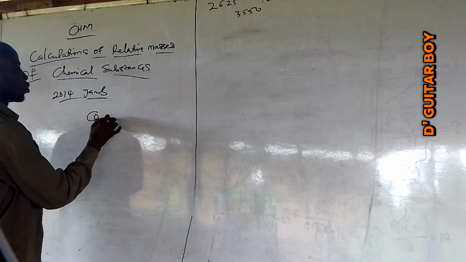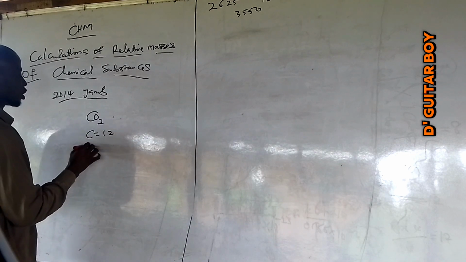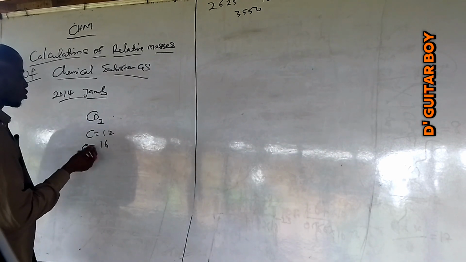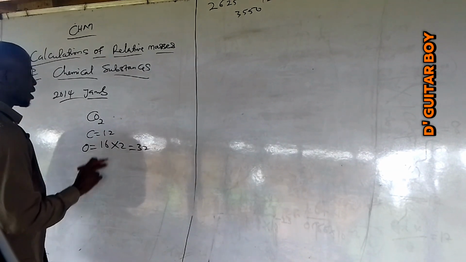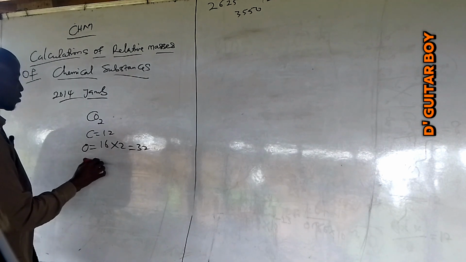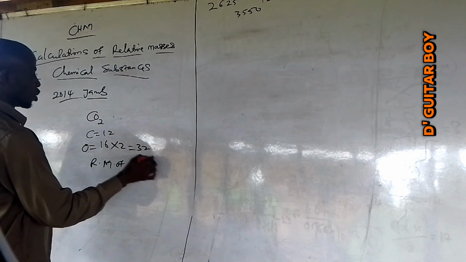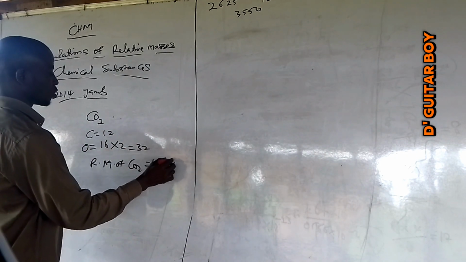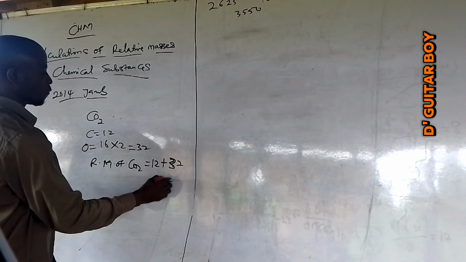The CO2, the relative mass of carbon is 12. Carbon is equal to 12, oxygen is equal to 16. So if oxygen is 16 and you have 2 oxygen here, since it is 2 oxygen, you say times 2, which is equal to 32. So the relative mass of this compound, carbon 4 oxide, CO2, will now be equal to 12, which is this carbon, plus 32, because you are adding everything together. 12 plus 32, that's 44.